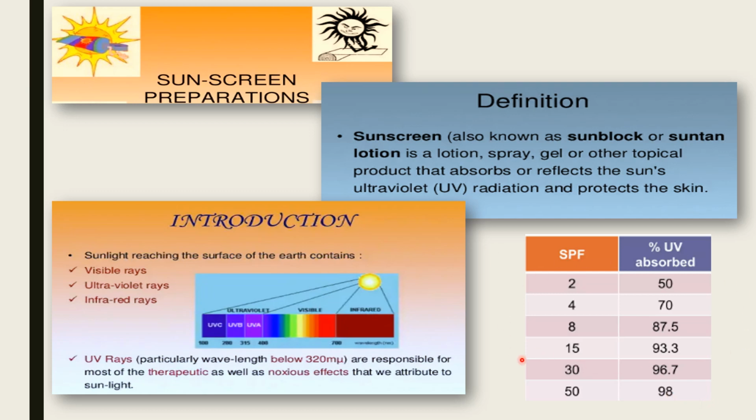From this flow chart, you can understand that if you use SPF 50 sunscreen, it will be more helpful to absorb UV rays when you go outside. Still, if you use SPF 30, which is 96.7%, depending on the climatic conditions where you live, you can choose the SPF and better understand what your body is absorbing and how the sunscreen works.